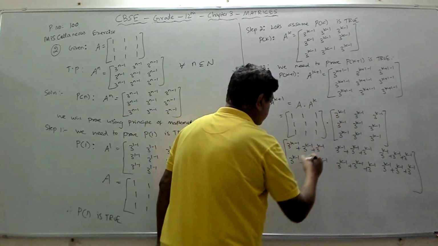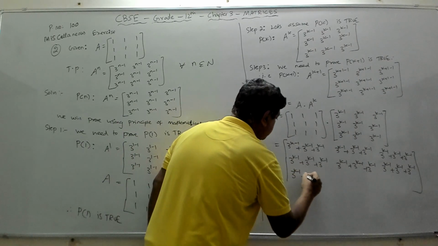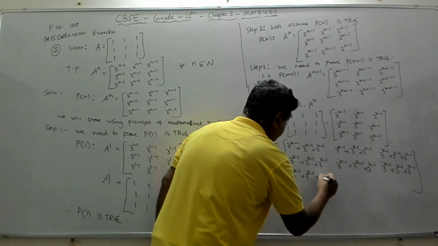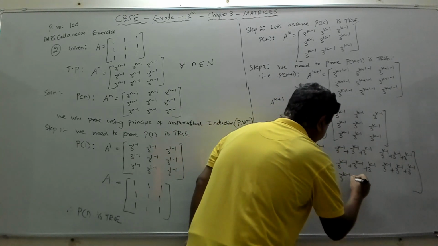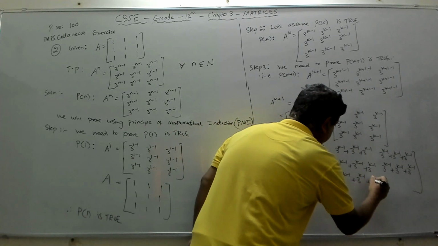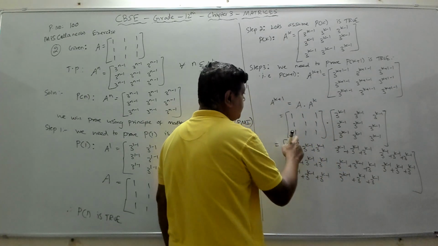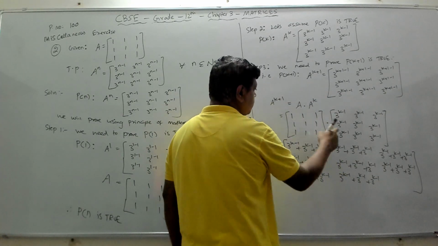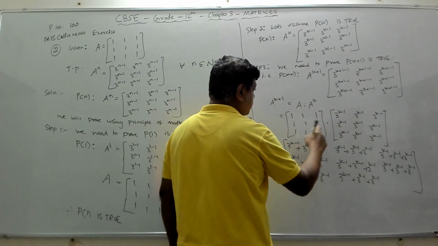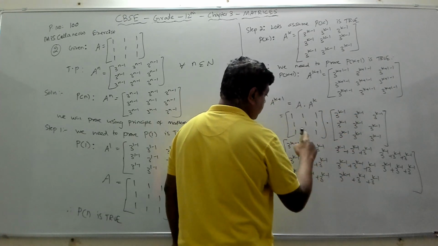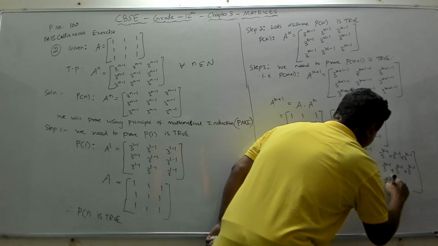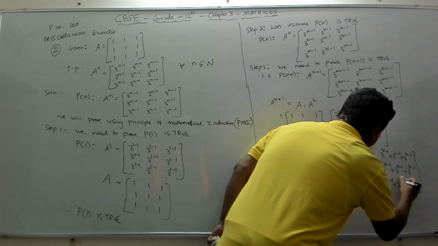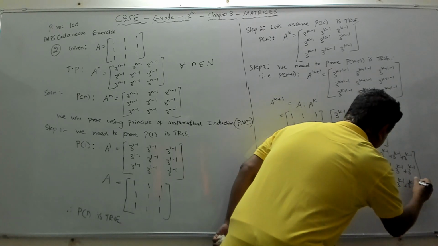Again 1 into this will give you 3 power k minus 1 plus 3 power k minus 1 plus 3 power k minus 1. Again the same, to multiply this into this plus this into this plus this into this. Again this into this plus this into this plus this into this will give you this. Again the last one, this into this, is 3 power k minus 1 plus 3 power k minus 1 plus 3 power k minus 1.